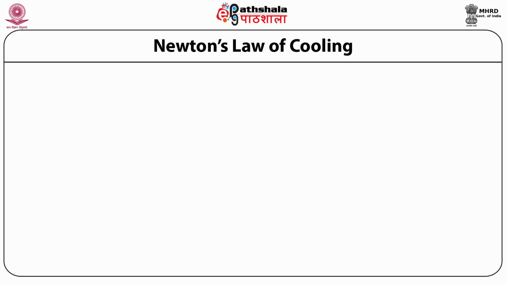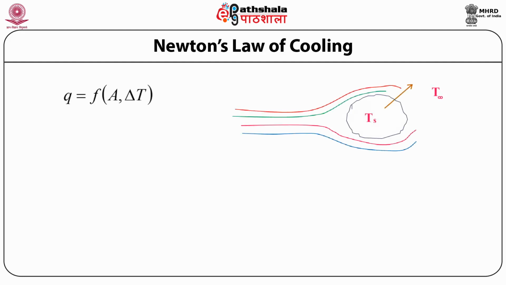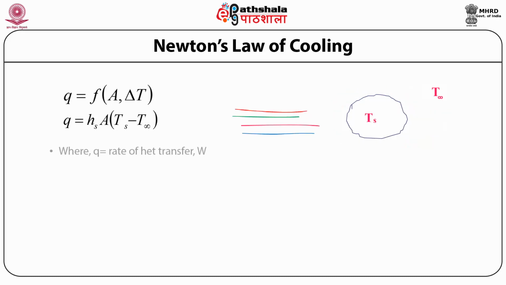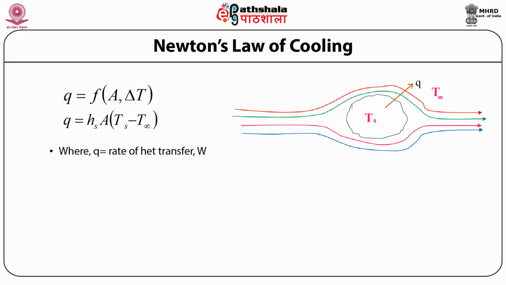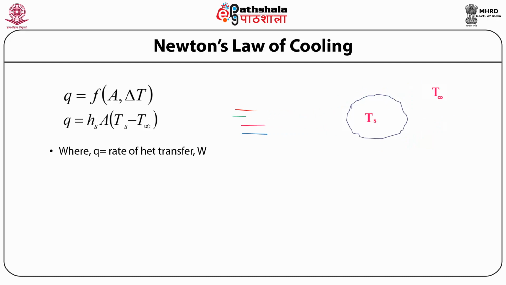The rate of heat transfer is a function of temperature gradient and exposed surface area. So, the equation of heat transfer will be Q equal to Hs into A into the temperature difference, that is Ts minus T infinity, where Q is the rate of heat transfer and the unit of this is joule per second or watt.